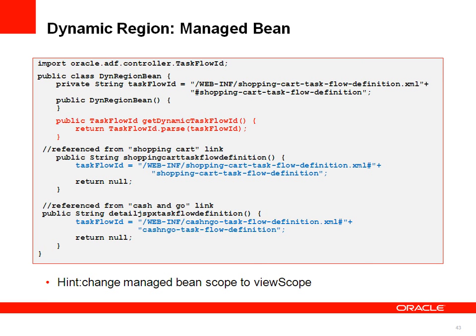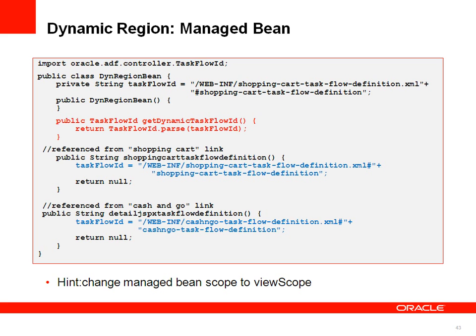Here is an example of a managed bean. This managed bean has two entries for bounded task flows. One entry is a shopping cart task flow, and the other one is a cash and go task flow definition. So both are bounded task flows that you want to switch between. The default task flow is the shopping cart task flow.